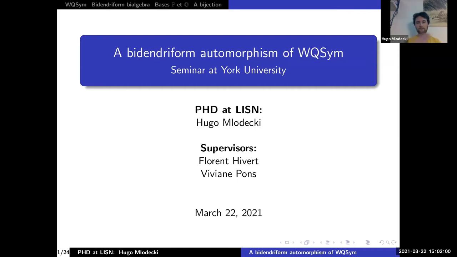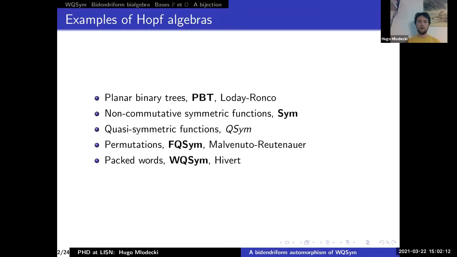Don't be afraid of this title. I will define every word of it, and I will start from the end, with WQSym. What is WQSym? It is a Hopf algebra. I show you some of them here. You might know a lot of them, like PBT for planar binary trees, the Hopf algebra of Loday-Ronco, or Sym, QSym, FQSym for free quasi-symmetric functions, or the Malvenuto-Reutenauer Hopf algebra.